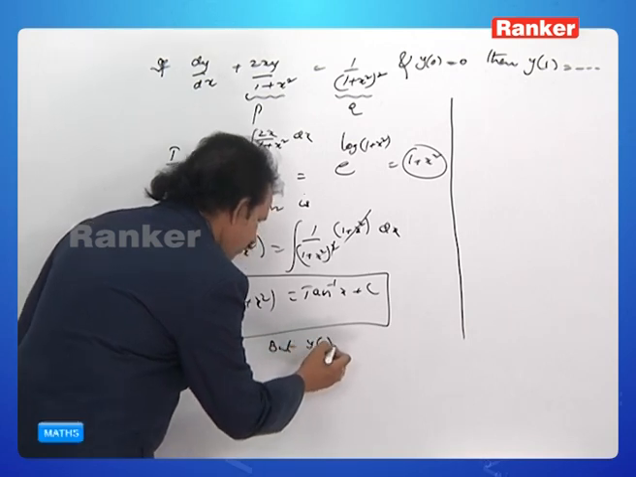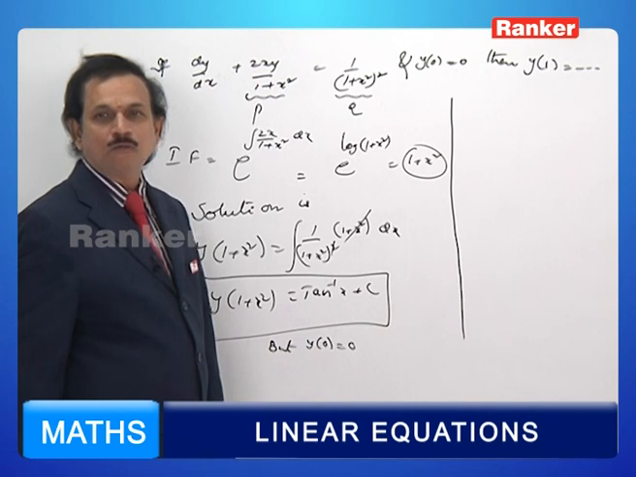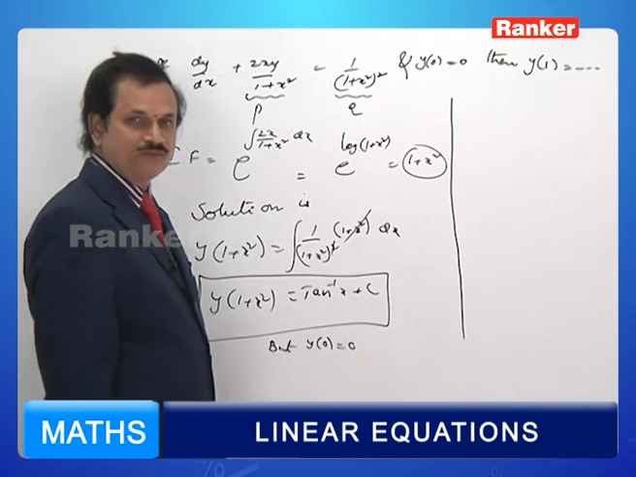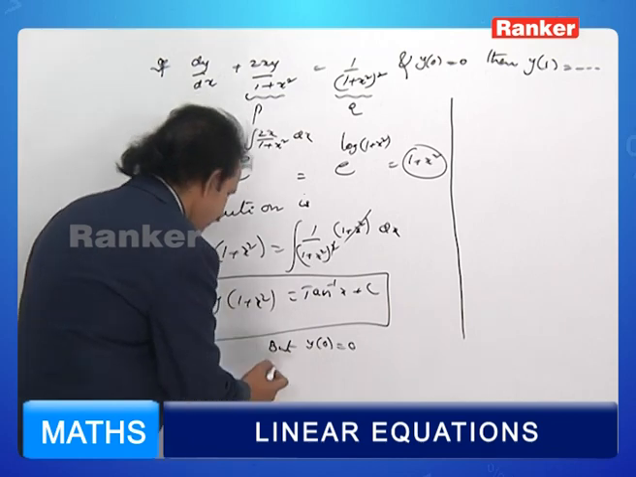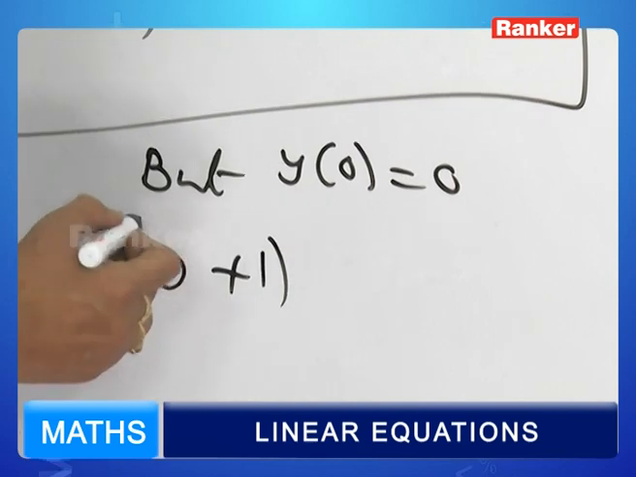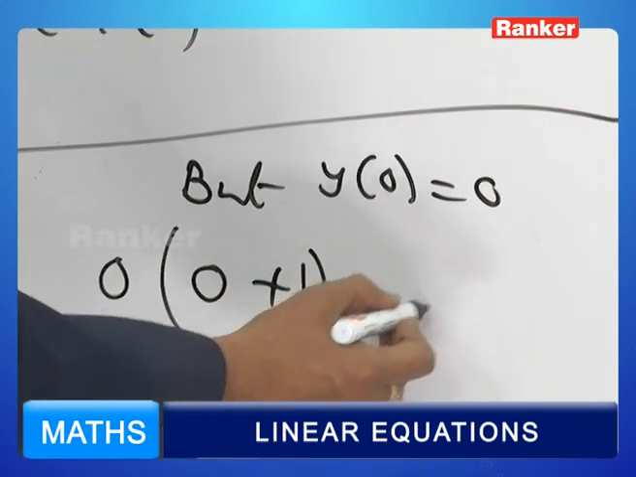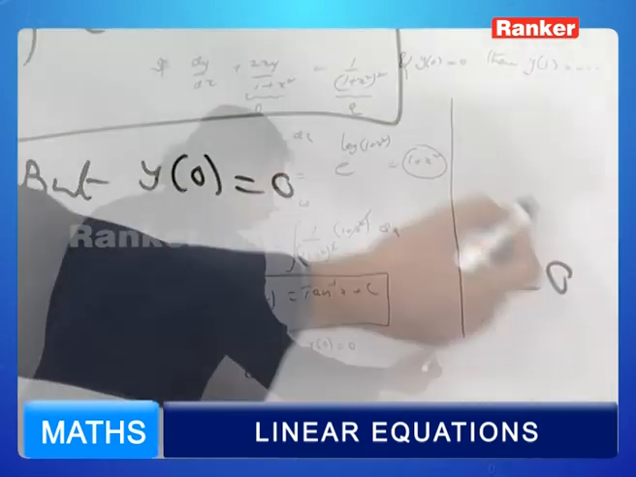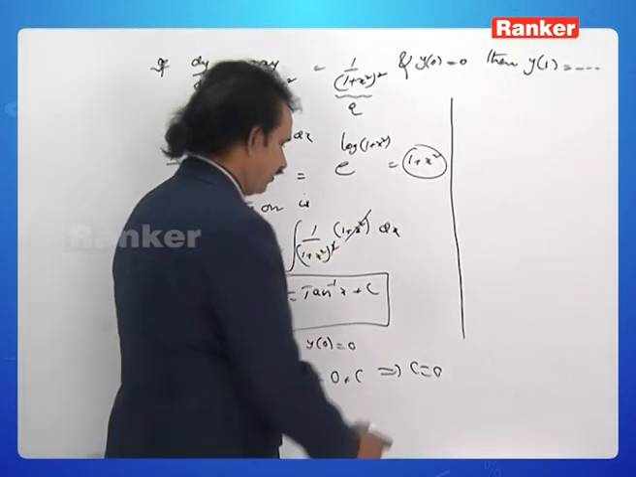Look here, y at 0 is 0. What do you mean by that? If you put x equal to 0, you will be getting y is equal to 0. Therefore, 0 into anything, 0 plus tan inverse 0 is 0. 0 plus 1 into 0 is equal to 0 plus c. Thereby, c is equal to 0.